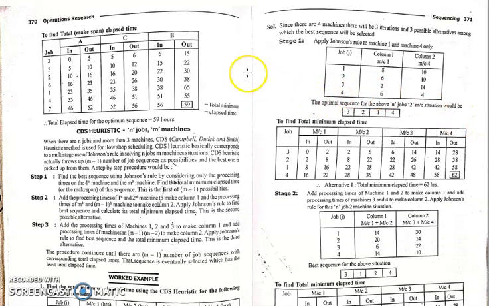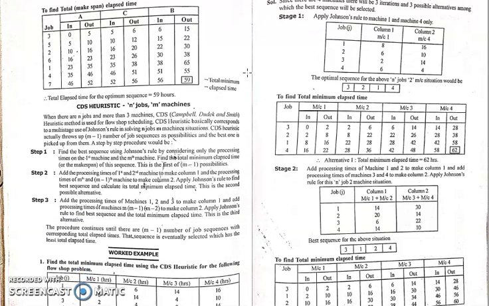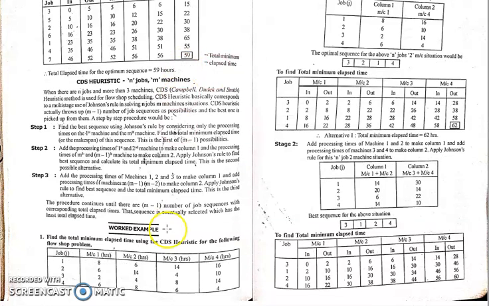First, consider only machine 1 and machine 4 to find the sequence. Only consider the machine 1 column and the machine 4 column, neglect the second and third, and find the best sequence possible. Then with the help of all the processing times, find the total minimum elapsed time. Here they have not asked about the idle time, only the minimum elapsed time.